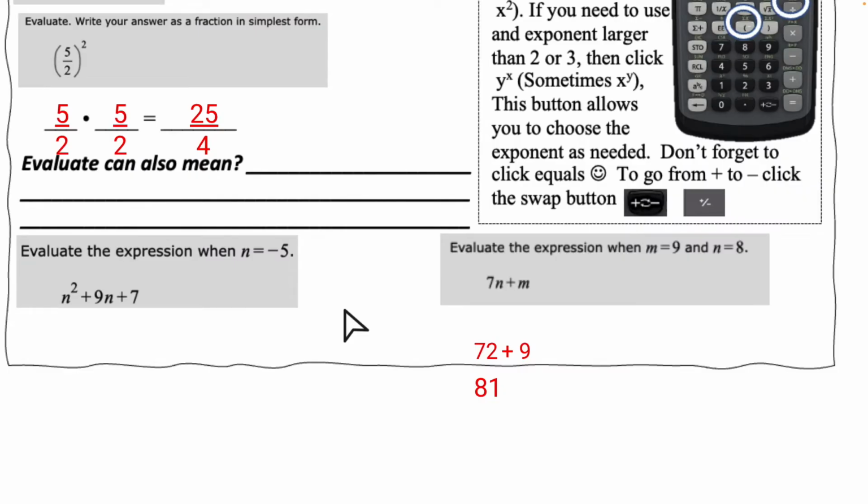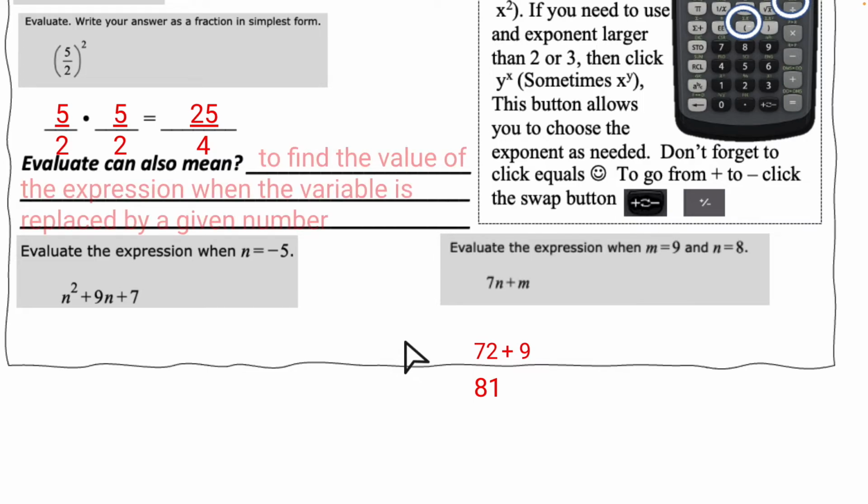Okay, so now we're going to look at another type of evaluate. It says evaluate the expression. So now we're still using evaluate, but it's a little bit more. Evaluate can also mean to find the value of the expression when the variable is replaced by a given number. So again, it's still asking us to do the math, but now it's going to give us the value of a missing number, which we represent as a variable.